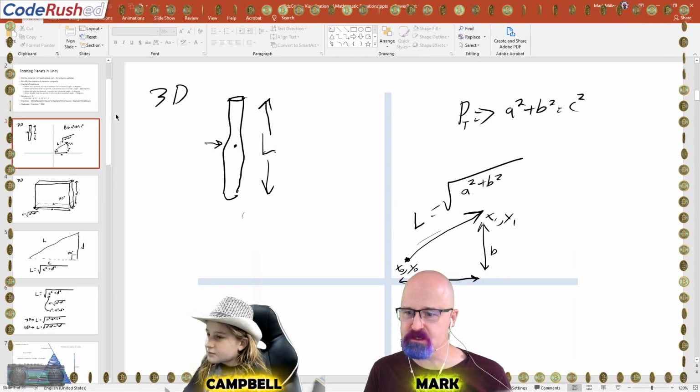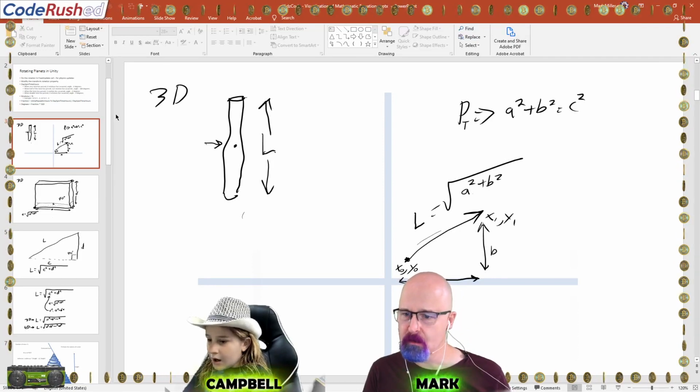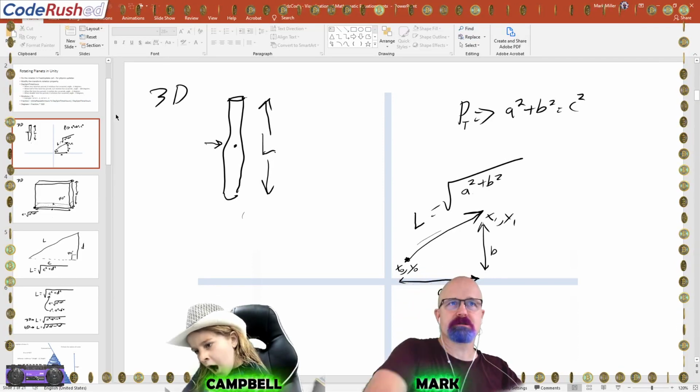Chamber place where this is going. I don't understand chamber place where this is going. I'm not sure what that means.